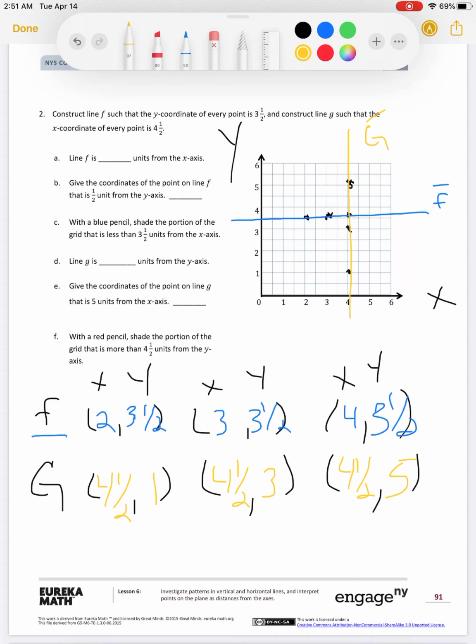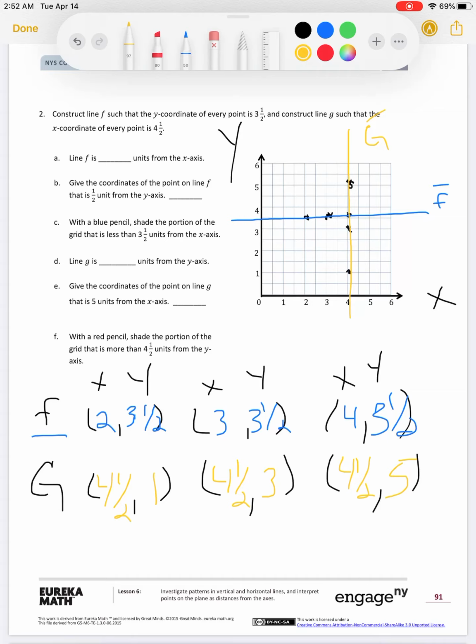We did it. All right, let's move on, buddies. Okay, I think we're on E. No, let's go here to D. Line G is blank units from the y-axis. Oh, no, I didn't do C. So let's go back to C, you all.